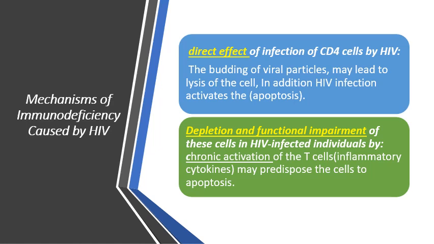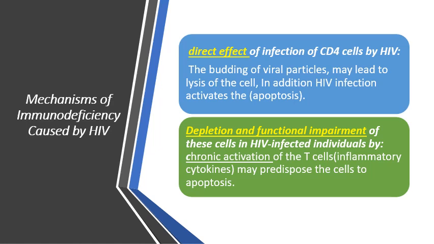In the direct effect, an important cause is the loss of CD4 T cells by virally infected cells. The budding of viral particles may lead to increased plasma membrane permeability and the influx of a lethal amount of calcium, which induces apoptosis, or osmotic lysis of the cells caused by the influx of water. In addition, HIV infection activates the inflammasome pathway, which leads to apoptosis.